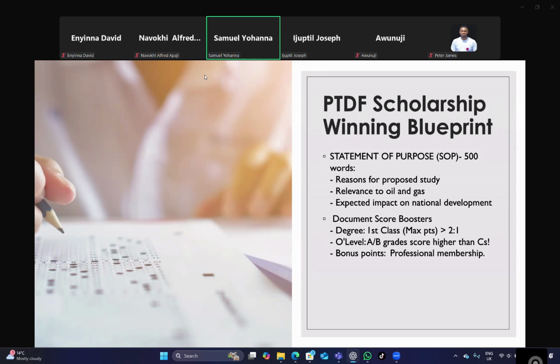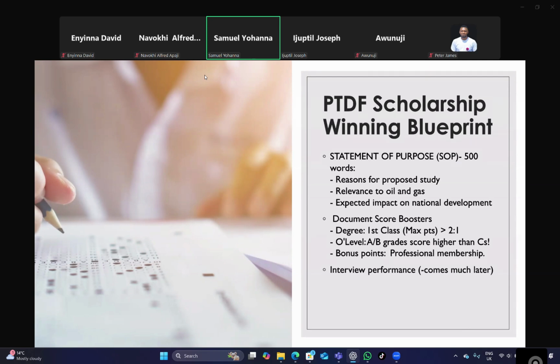I gathered all my documents together, made sure that I had enough document boosters, and I was ready to go for the second time, and I really got it.